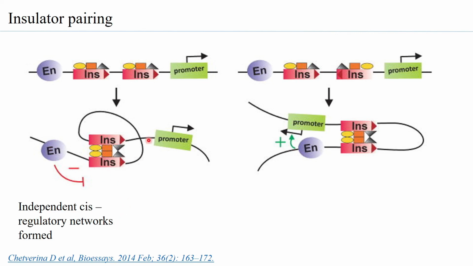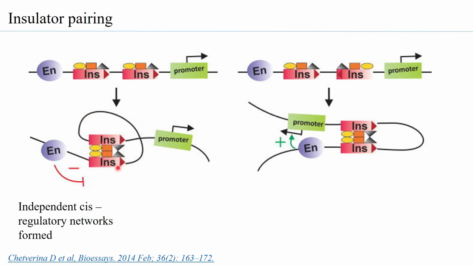So because of the presence of the insulator, you have this as a separate cis network, and this as a separate network. So if you have the insulator present between this enhancer and promoter, this enhancer will not be able to stimulate this promoter because the insulator is blocking the enhancer activity. Now, in case the two insulators pair up in a particular orientation and a loop is formed, you can see that chromatin organization is happening because of insulator pairing.